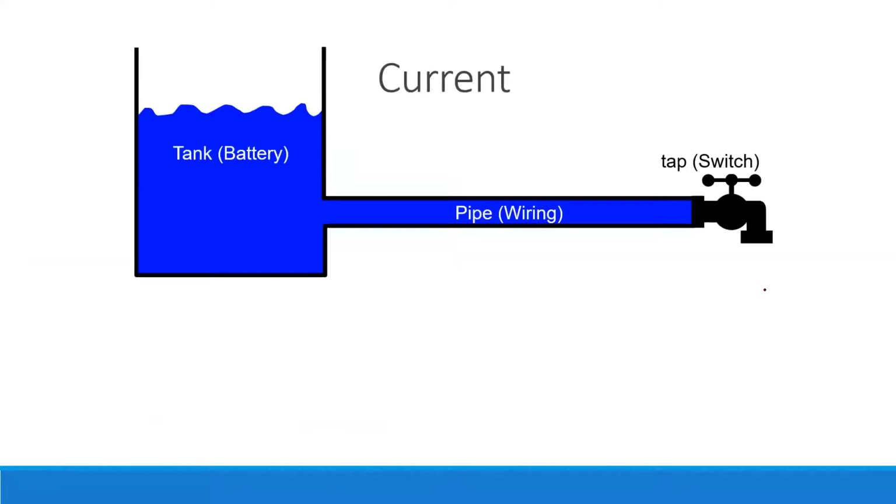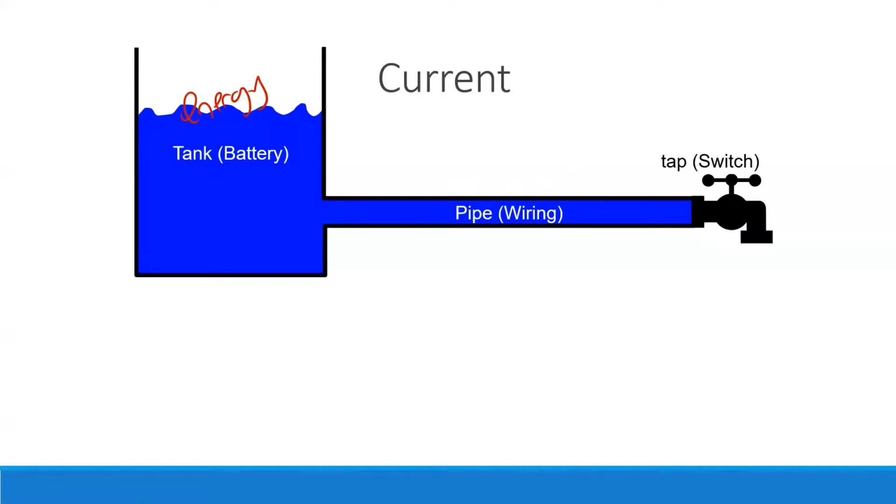So what do we mean by current? I usually use this example just because I like to quickly explain what it means. What we're talking about here is a tank, which represents in this case a battery. It's full of energy, and then we've got a pipe, which is going to be our wiring, and a tap. In this case, the tap is closed.